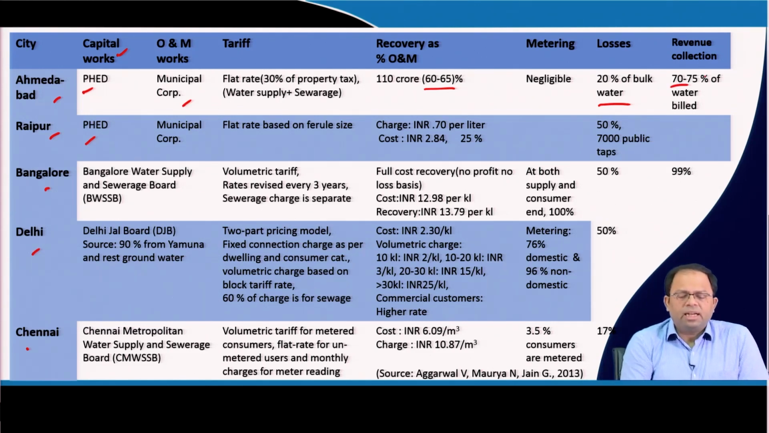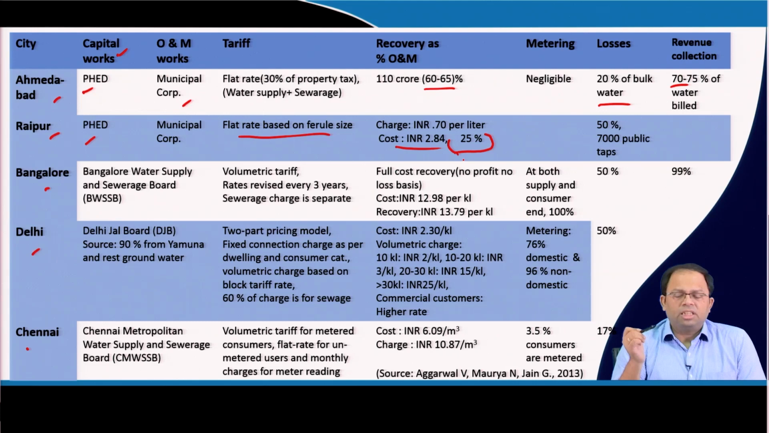Similarly, for Raipur, it's a flat rate based on schedule size, and the charge is around INR 0.70 per liter, whereas the cost of production of this water is around INR 2.84 per liter, which roughly means around 25% of the operation and maintenance cost is being recovered in this case. And we see that losses are around 50%. Why is this loss so high? Because 7,000 public taps are being provided, and there is a lot of loss of water in these public taps.